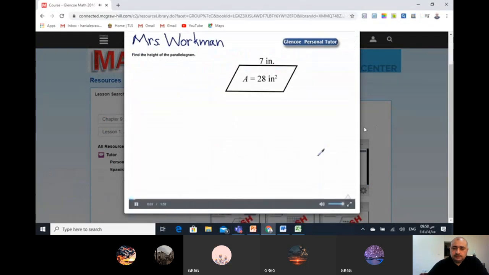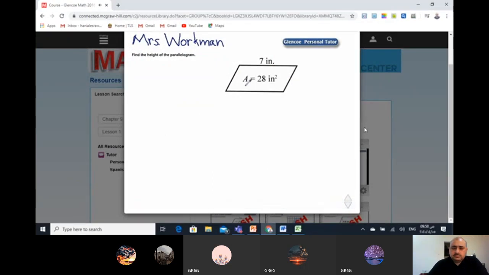Hello, this is Mrs. Workman. Find the height of the parallelogram. We notice that we're given the area of the parallelogram as 28 square inches, and we're also given the base of the parallelogram, 7 inches. We're interested in finding the height, and that would be this perpendicular distance, h.